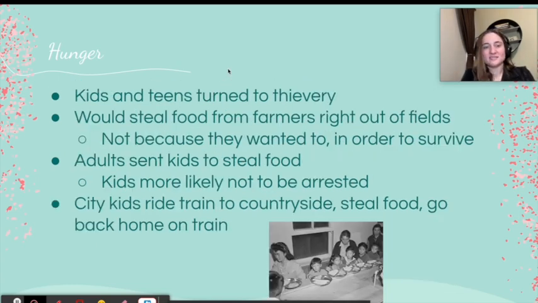So kids and teens would also turn to thievery. They would steal food from farmers right out of the fields. Again, it's not because they wanted to, it's just they had to. They had to live. And adults would send those kids to steal the food. They would literally put their kids on a bus and be like, okay, go to the country, steal some food and come back. Kids were less likely to be arrested. So that's typically why kids did it and not the adults. And city kids would ride the train to the countryside, steal food, and then go back home on the train.